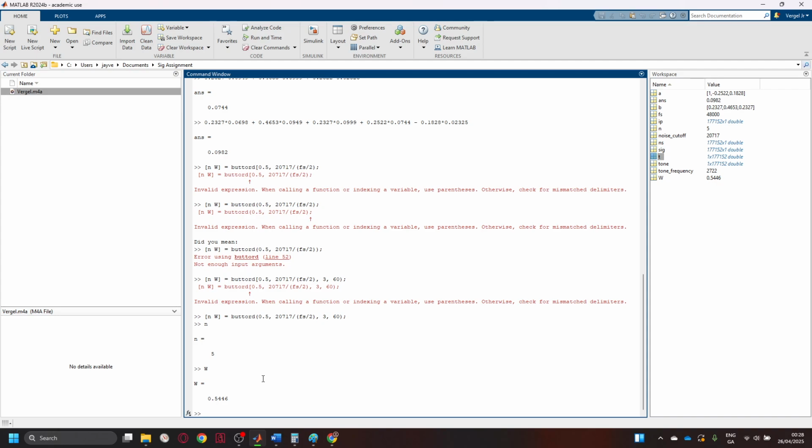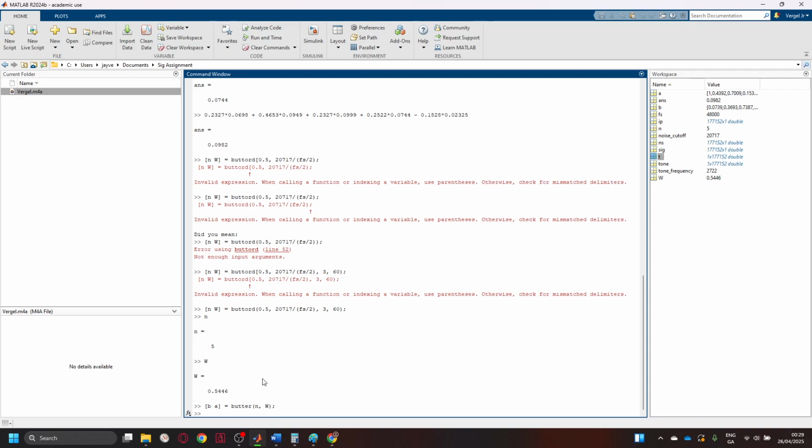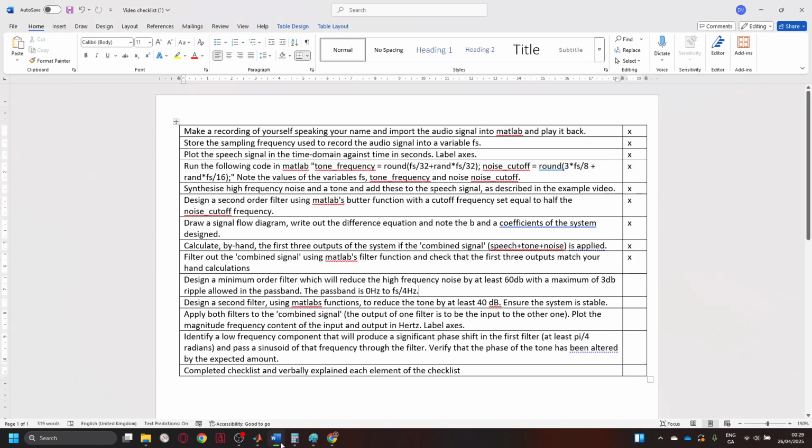use the frequency 0.5446. Then the next step would be applying it to a filter, using B and A. That's going to be the butter function with options N and W. And we just solve. So that is done.